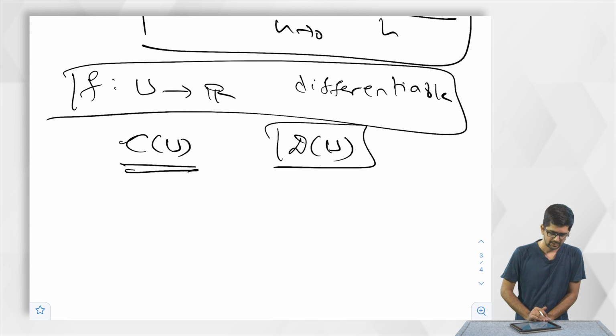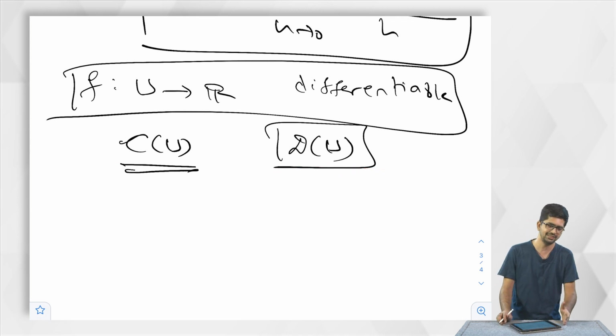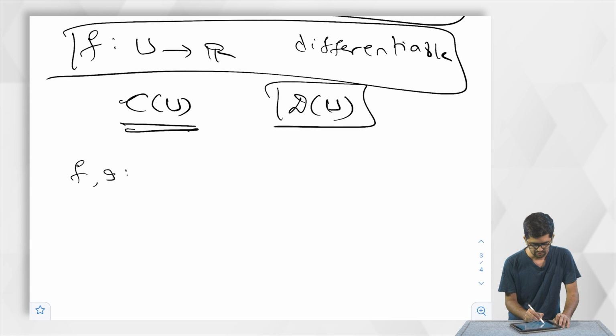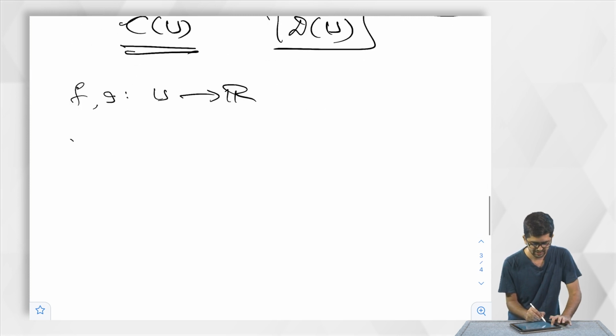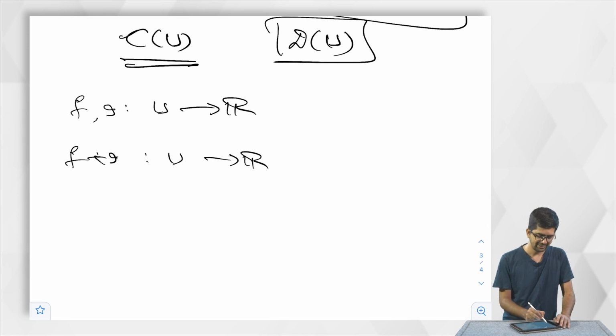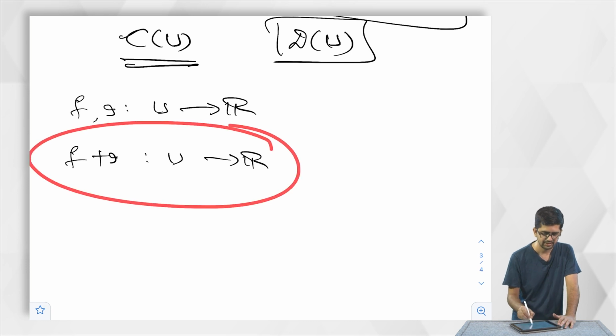Now whatever I have done for continuous functions, we will try to do the same thing for differentiable functions, in the sense that given two continuous functions, we know that the corresponding sum is a continuous function. If I take two functions f and g from u to R, both continuous, then their sum is continuous. So here we will see, if I take two functions on u that are differentiable, do we know that the sum is differentiable? Let me write this down clearly.